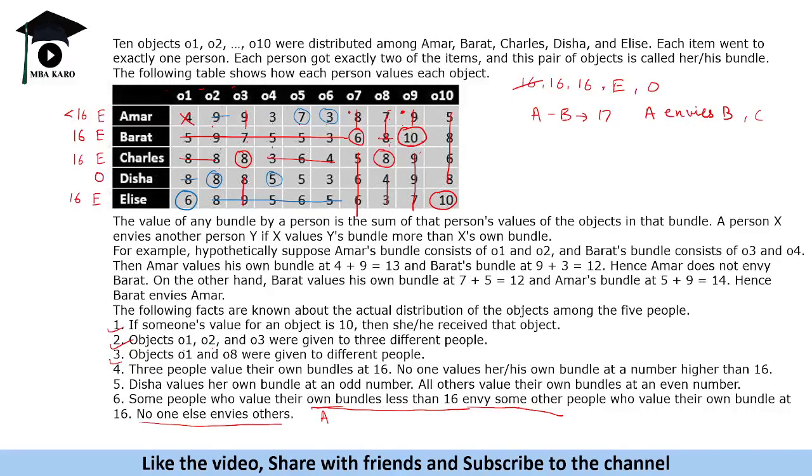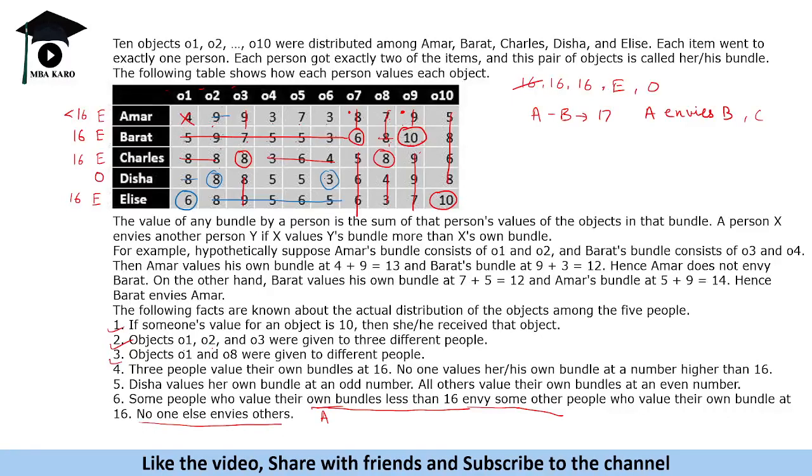Will anyone envy Disha? See, if we give 8 and 5 here, Bharat will envy Disha because Bharat is giving 14 points, Disha is giving 13 points. So we cannot give 5 points to Disha. If we again give 5 points here, Bharat will again envy Disha. See, Bharat cannot envy others. So Bharat will envy Disha here also. If we give 3 points, Bharat will again envy Disha because Bharat is giving 12 points and Disha is giving 11 points.